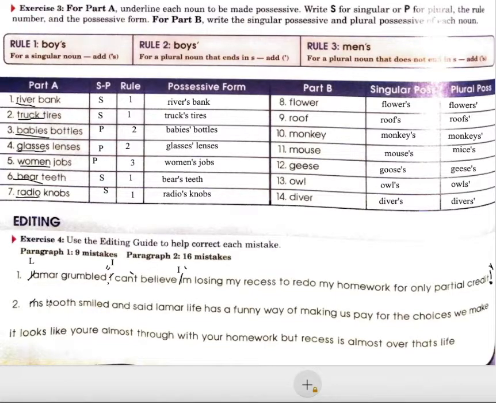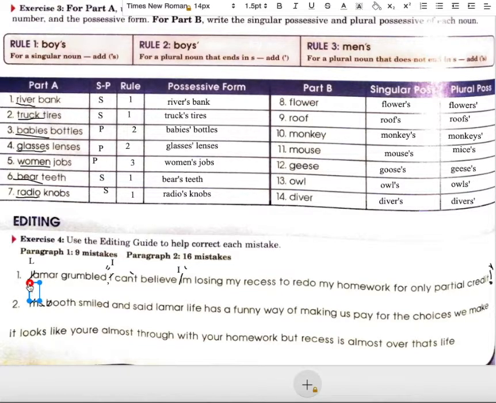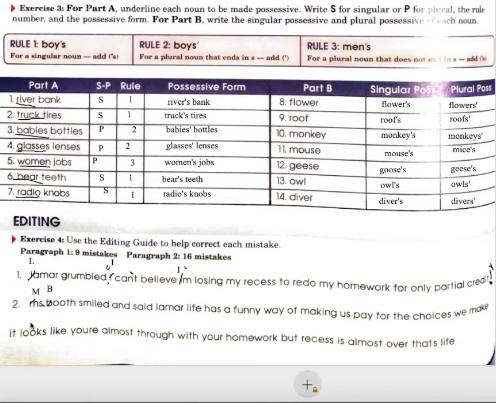Number 2. Miss Booth. Let's capitalize it. Let's put in a period because it's a title. Miss Booth smiled and said, we have explanatory words at the beginning. Let's put quotation marks around what is being said. Lamar, life has a funny way of making us pay for the choices we make. It looks like you're almost through with your homework, but recess is almost over. That's life. Okay, so that's the whole thing that she says.